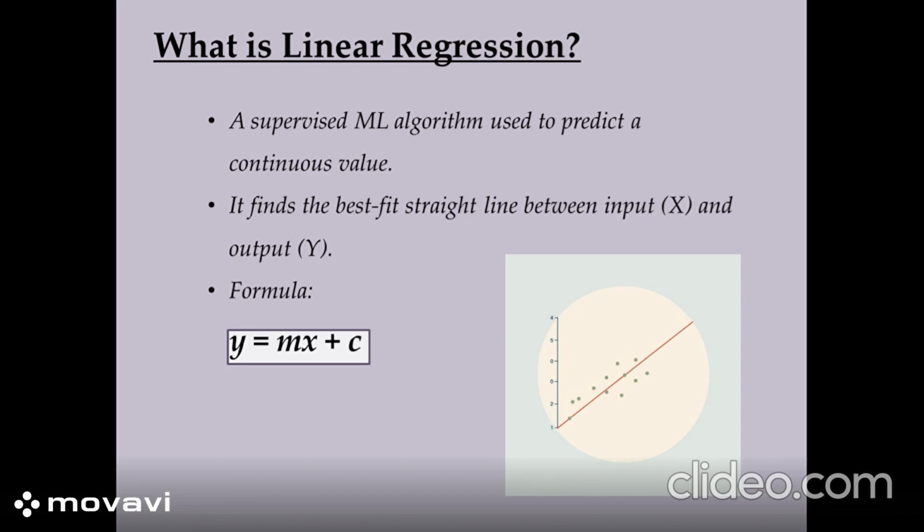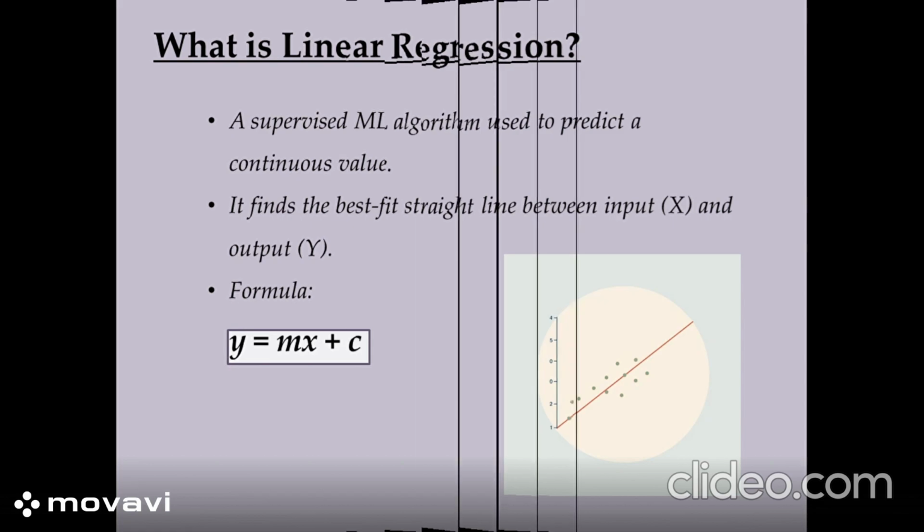Slope is like speed. If slope is equal to 9, then for every extra study hour, marks go up by 9. Intercept is the starting point. For example, intercept equal to 2 means even if hours is equal to 0, maybe the student scores 2 marks just for showing up. So linear regression is all about finding this line that best explains the data.